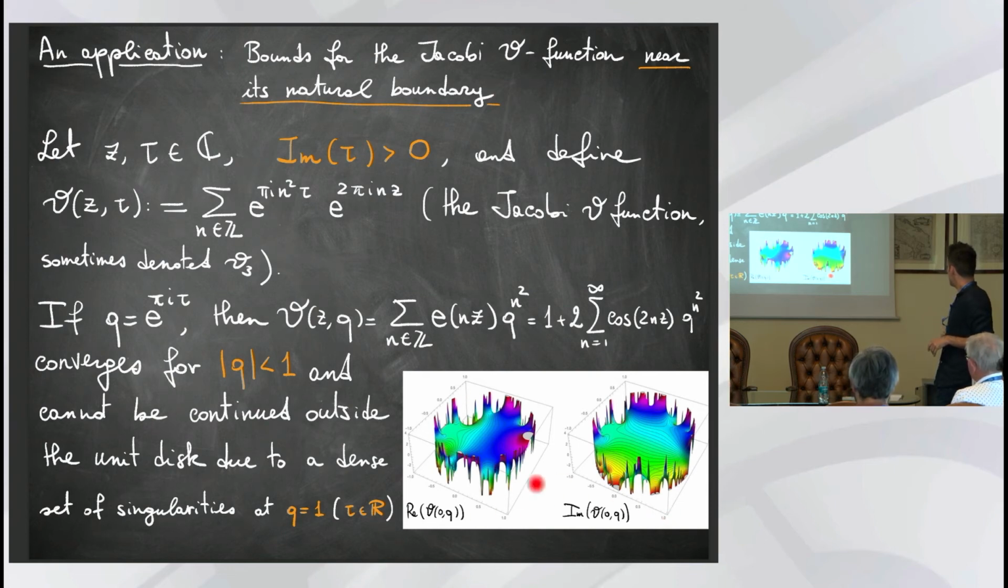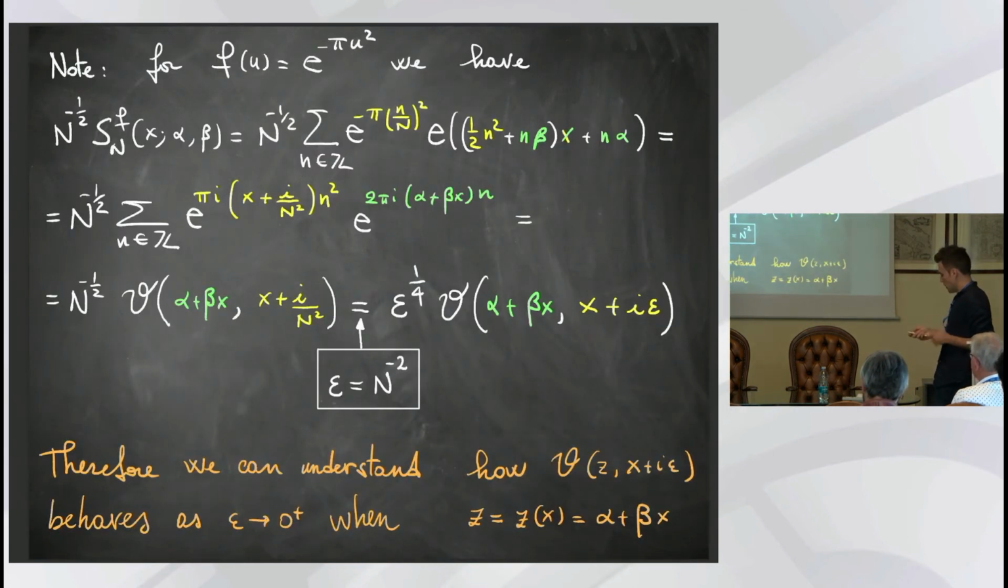Here you have two pictures of the real part and the imaginary part of theta of q. Q again is in the disk, when z is 0 in this particular case. So you can see all these singularities near the boundary. So now let's do a computation.